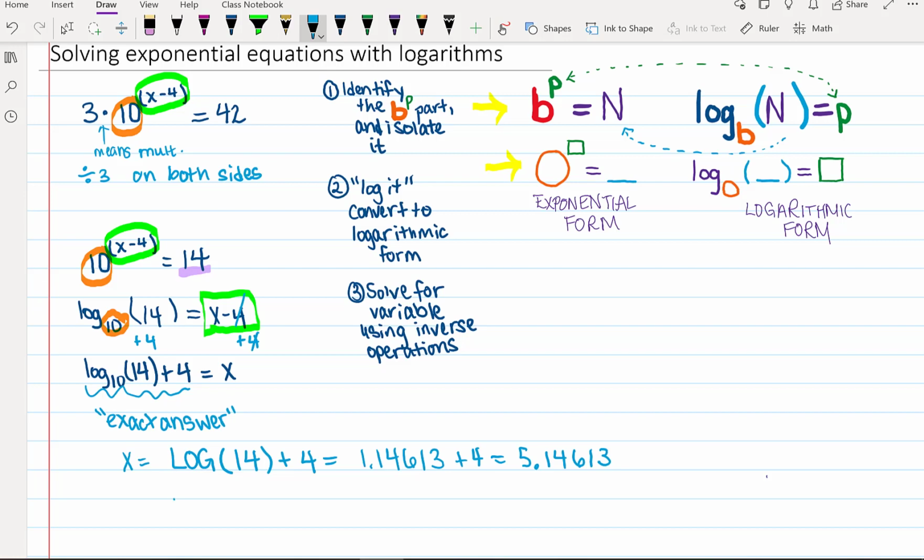So the check is, does 3 times 10 raised to the 5.14613 minus 4, what does that equal? And I'm getting 42 with, in this case, 000 and then 18 or 19. So I got pretty close. We can see that that rounding really did make a difference. That's definitely close enough for the work we're doing here.